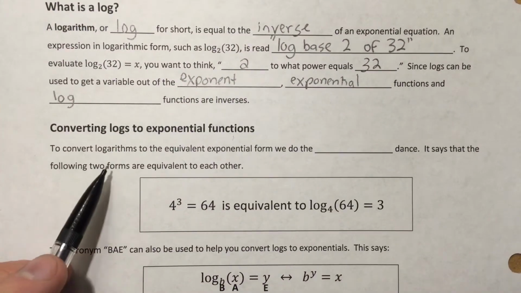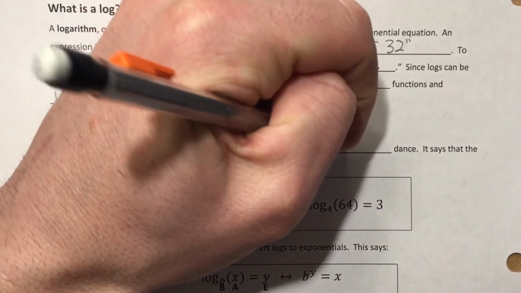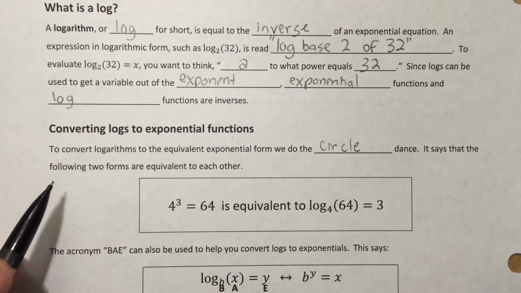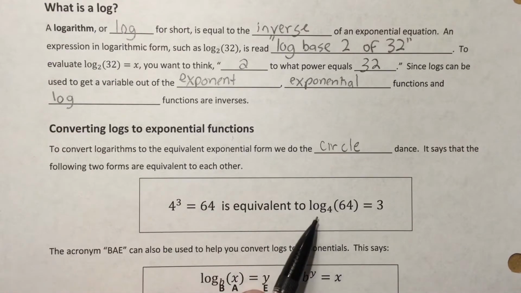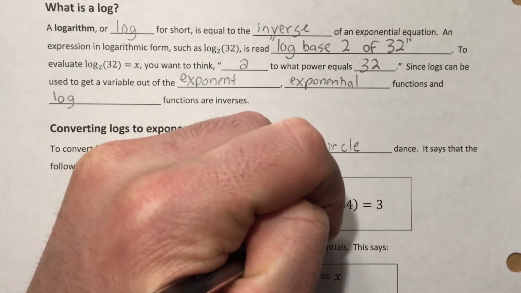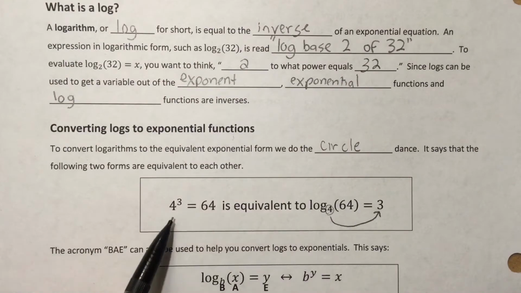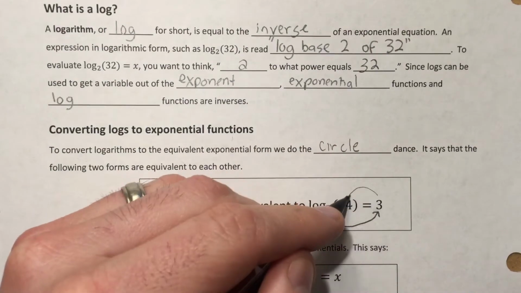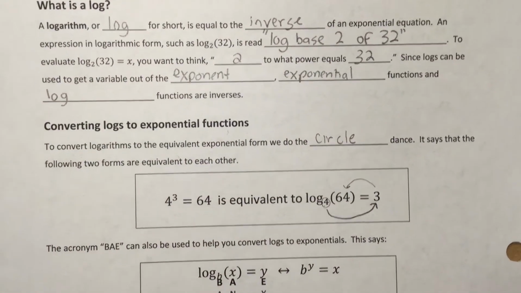To convert logarithms to the equivalent exponential form, we do the circle dance. It says that the following two forms are equivalent to each other. So it says 4 to the third is equal to 64, and that's equivalent to log base 4 of 64 equals 3. And again, I call this the circle dance because we start with that base. We go over to the other side to get our exponent. So the base of the log is the base of the exponent. We go to the other side to get the exponent, and then we come around to get what it's equal to. So 4 to the third equals 64. That's why it's called the circle dance.